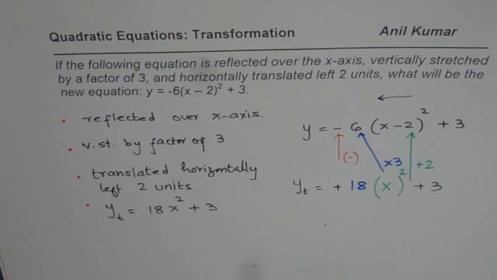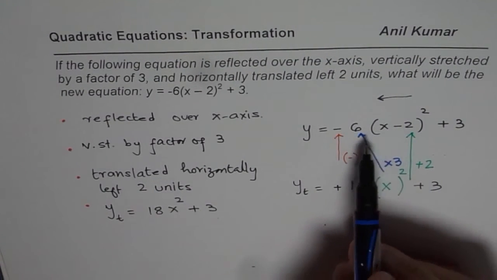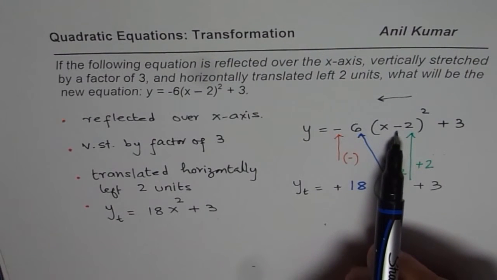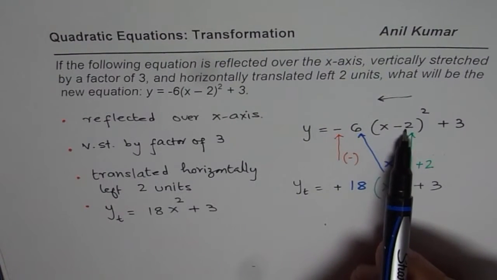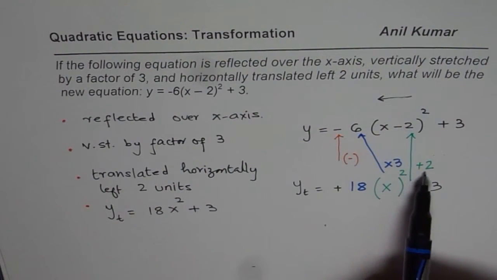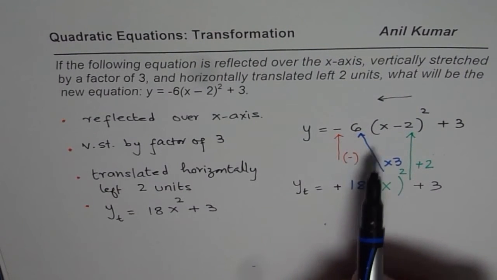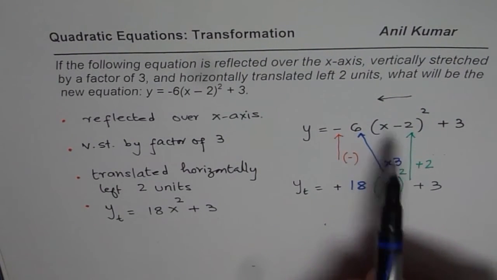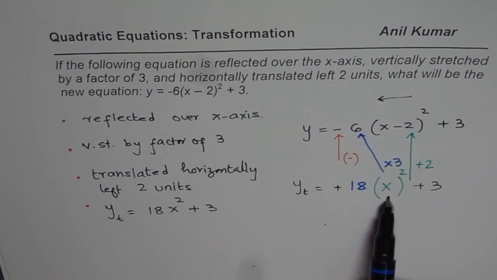So I hope you get the idea. Initially, we have a function which has its axis at x equals 2. Now since it has moved 2 units towards the left, the axis will be at x equals 0, which is represented here. Do you get the idea? So that is how we actually get the transformed equation.